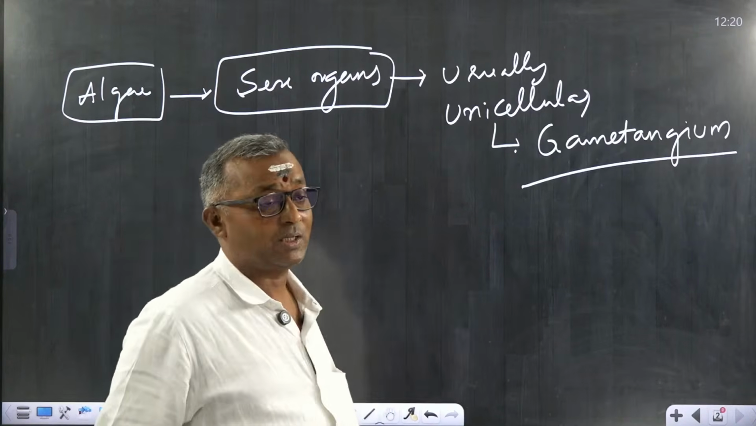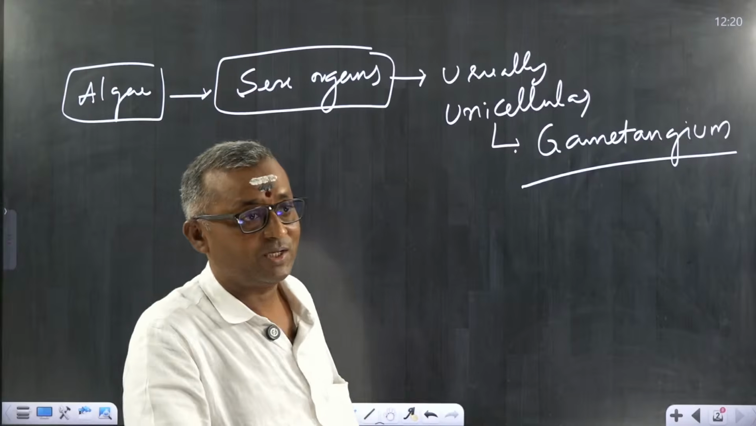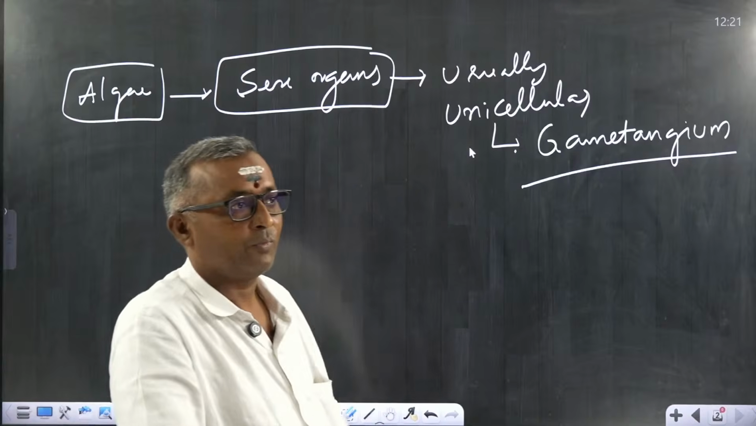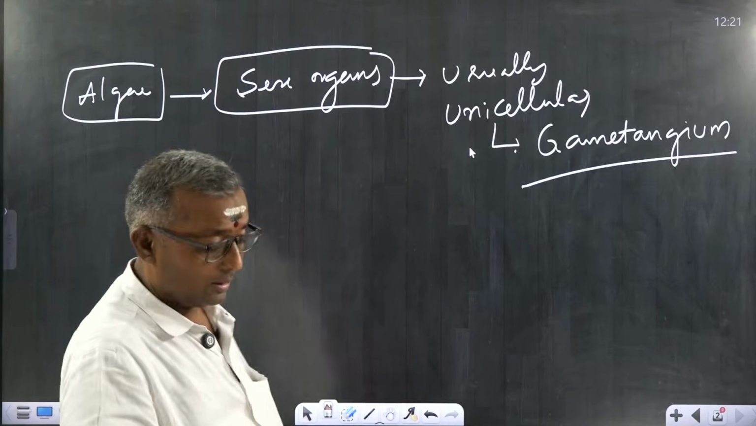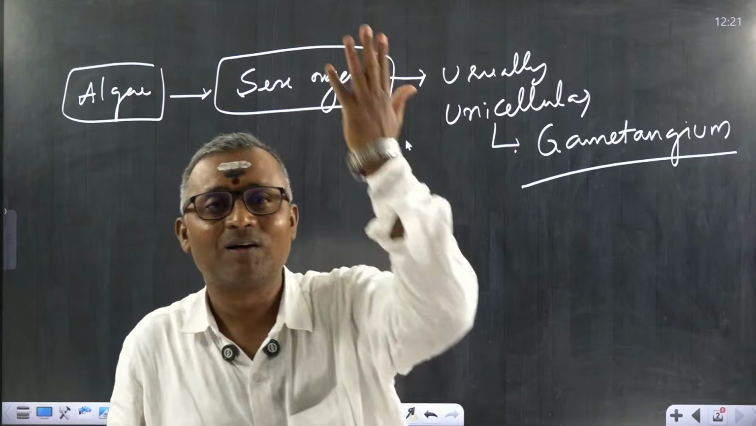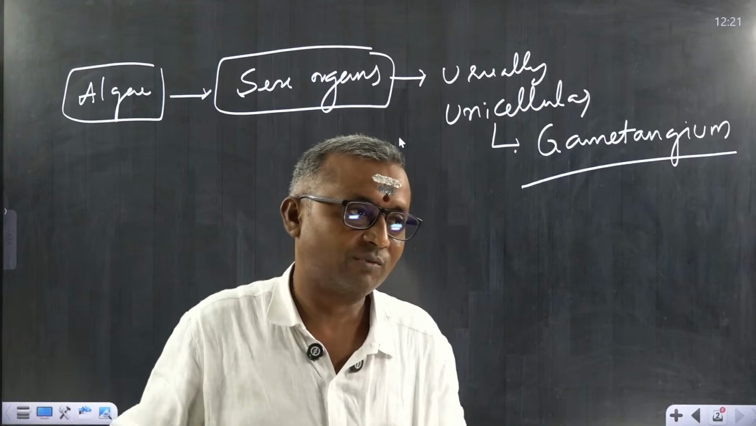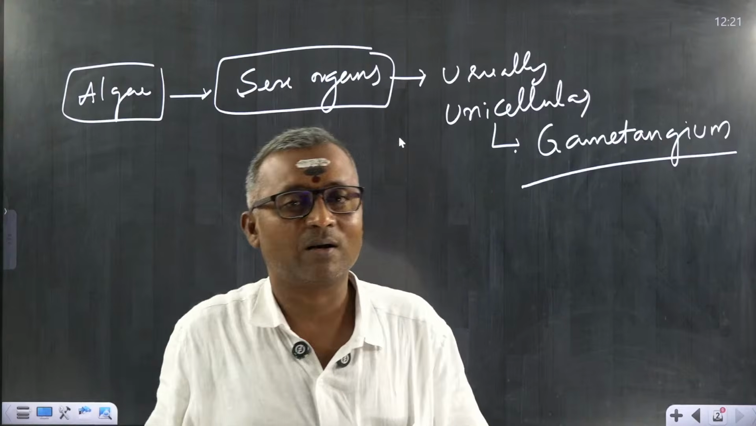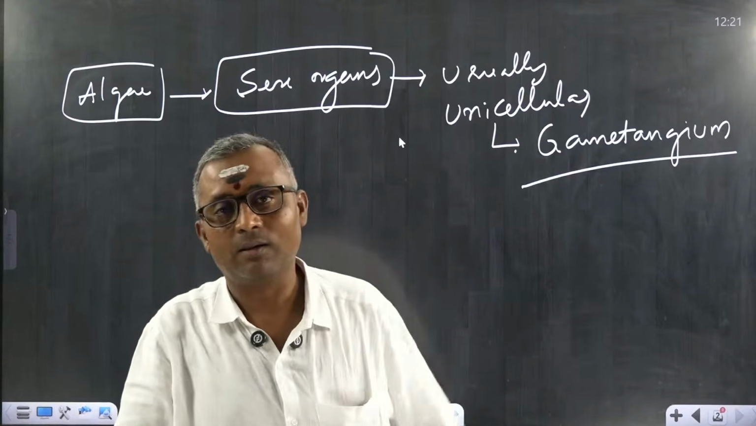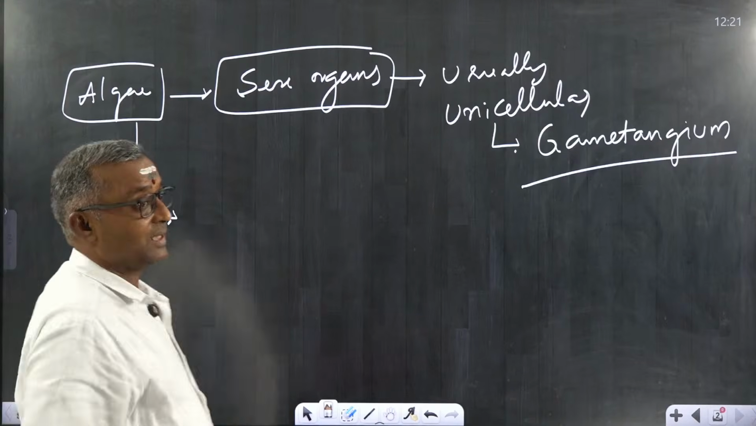So usually it is unicellular. I am not saying that always it is unicellular. Unicellular means the sex organ exists in only one cell. Understood? But multicellular sex organs have started forming from bryophytes onwards. From bryophytes, multicellular sex organs are formed. Whereas here, generally unicellular, so multicellular sex organs are absent.